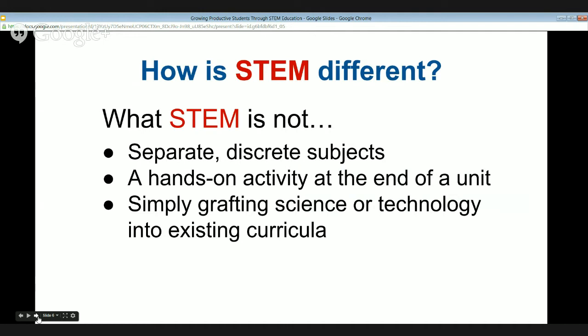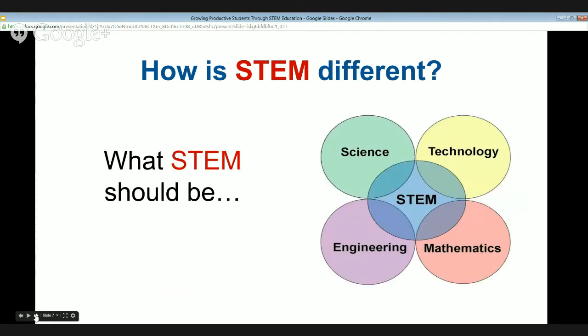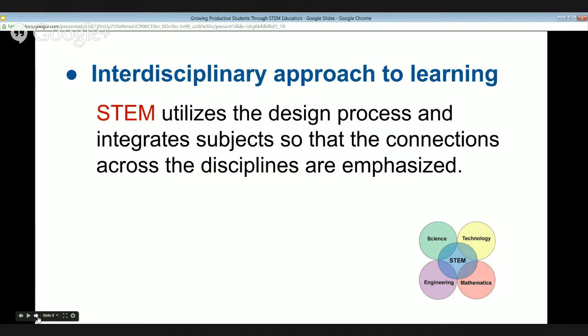And by the way, technology is more than just sitting down and doing a spreadsheet on a computer or putting calculators in students' hands. It should be an integral part of the unit of study being covered. So what should STEM be? If you notice with the graphics, STEM is overlapping. It actually combines science, technology, engineering, and math together. And what we see then is the design process is usually the driving force, and the subjects are integrated so that the connections are also emphasized, not just getting the right answer.